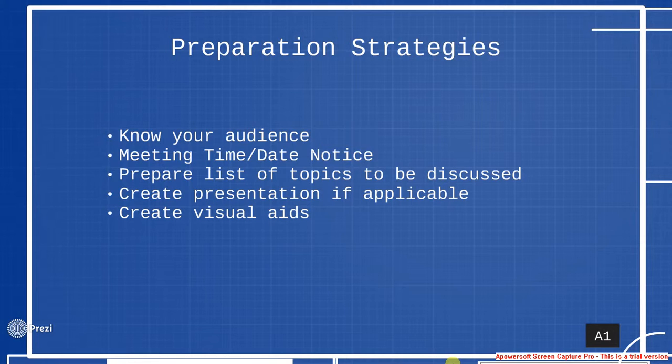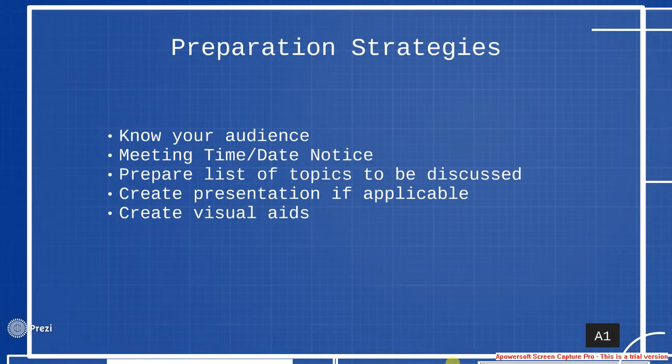The next factor when preparing for a meeting is date and time. You want to make sure that you provide sufficient notice to all parties involved with the meeting of the date, time, and location of the upcoming meeting so that there are no misunderstandings. Once establishing a date and a time, generate a rough list of topics to be discussed. This list will later be turned into a meeting agenda.